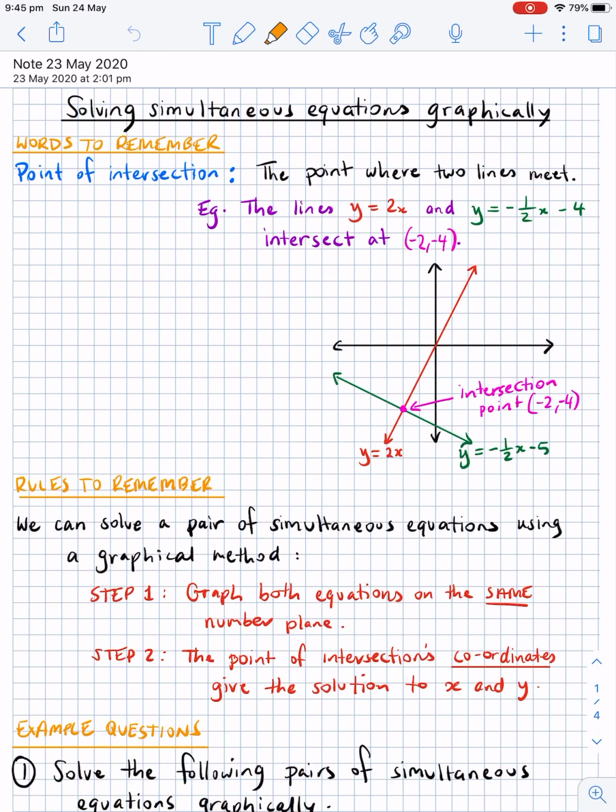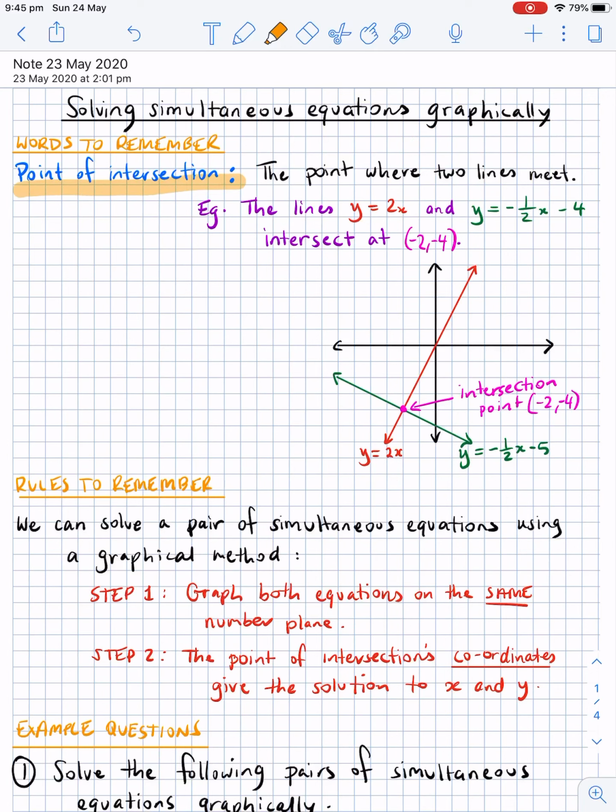Hi guys, for today's video we're going to be dealing with solving simultaneous equations graphically. In the past we've dealt with simultaneous equations, but we've always solved them algebraically. We can also solve them graphically.